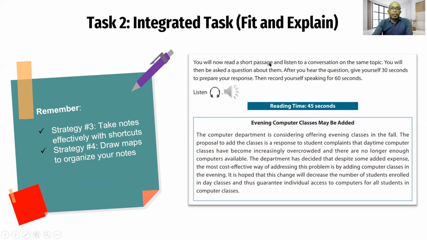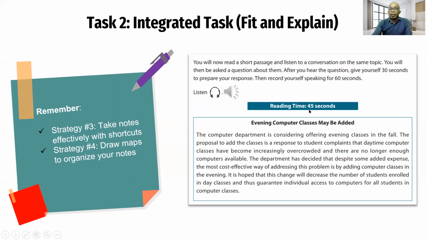So take a look at the question here. You will now read a short passage and listen to a conversation on the same topic. You will then be asked a question about them. After you hear the question, give yourself 30 seconds to prepare your response, then record yourself speaking for 60 seconds. Now, after the narrator speaks in the real test, the timer will start automatically.